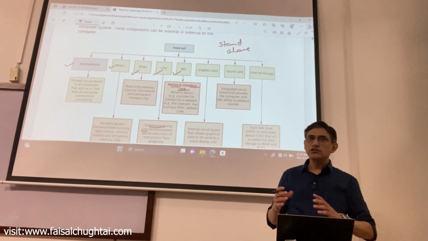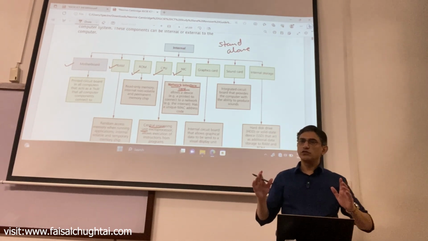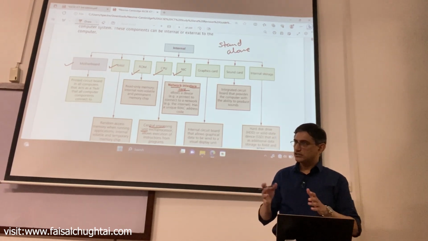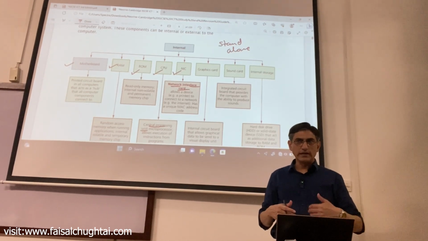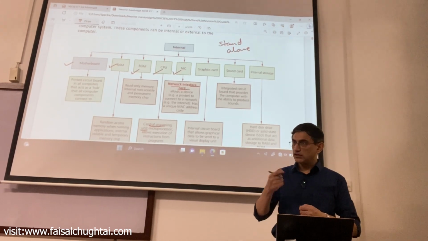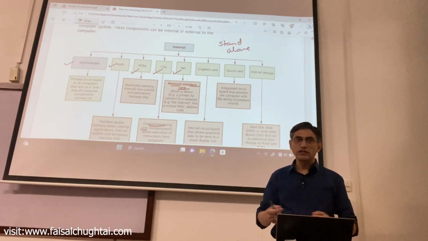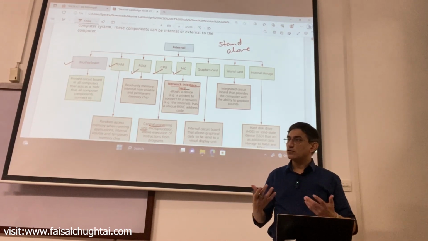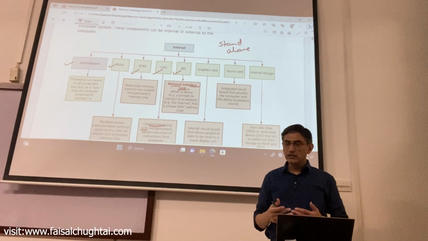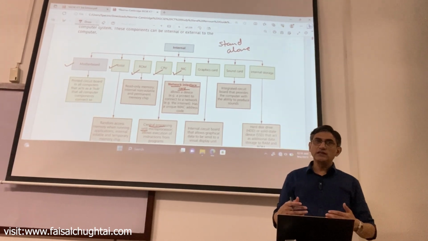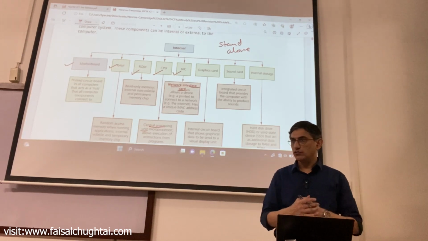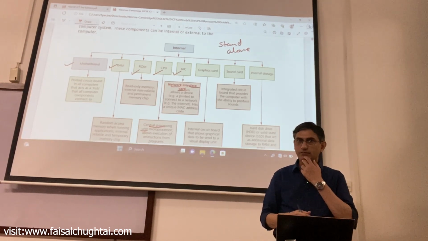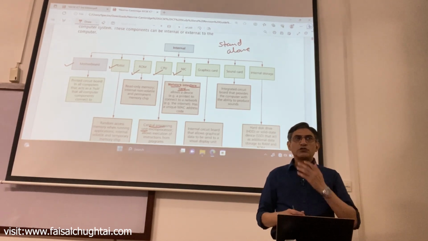So a computer which is not connected to any other computer, or for that matter in a network, is called a standalone computer. Or else, when you connect a computer to another computer or computers in the network, then it becomes part of the network. Means what? That now it can communicate with any other computer in the network because it is now connected.